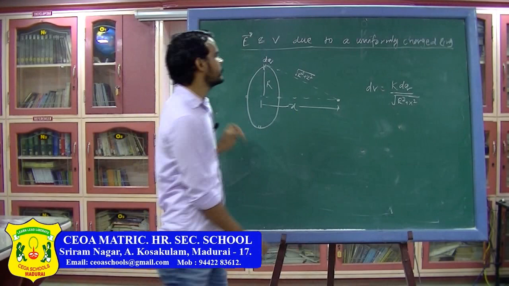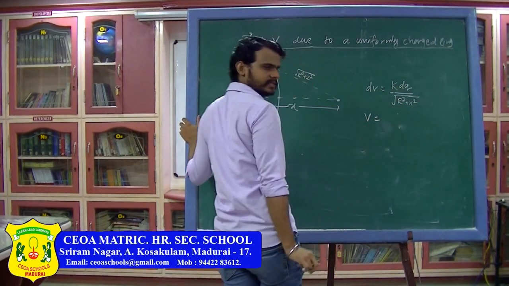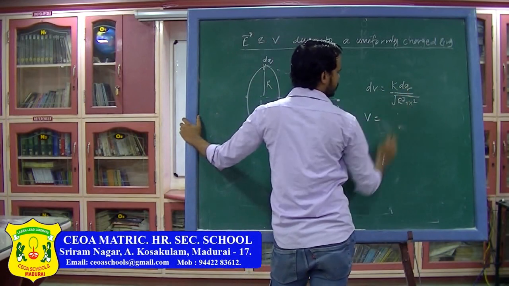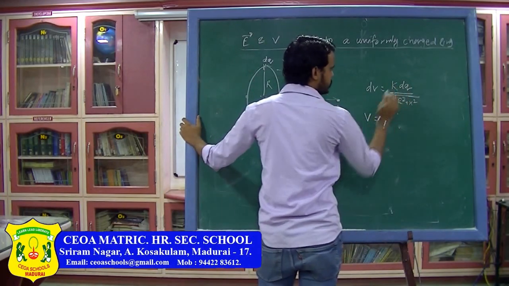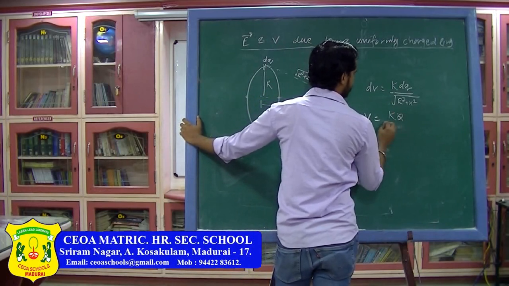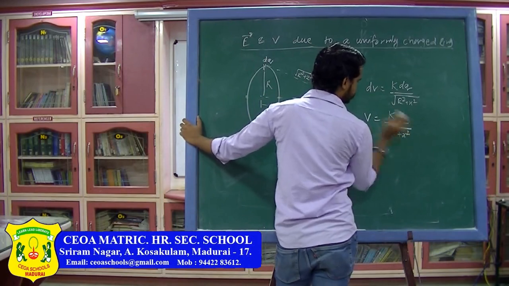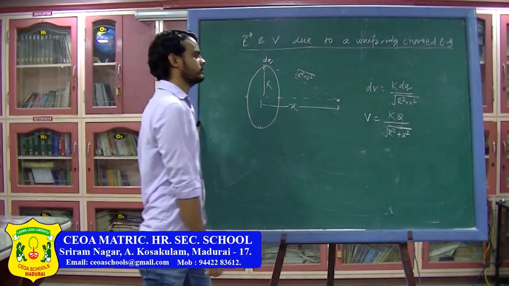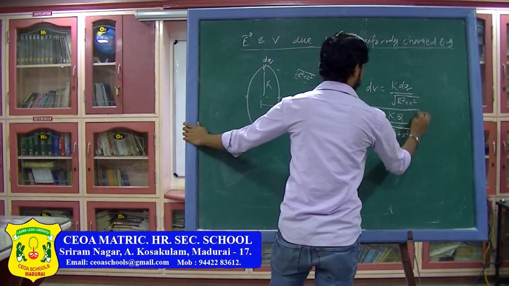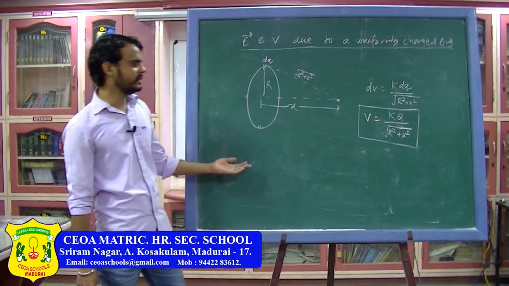So, as you can see, k is constant, and root of r square plus x square is also constant. So, the total potential will be the integration of this, and the integration of dq will be Q. So, the electric potential will be kQ divided by root of r square plus x square. So, the potential at any distance you can find.